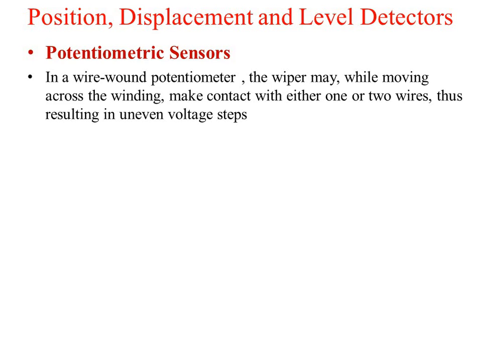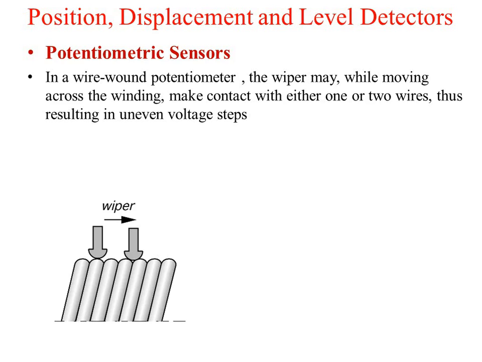In a wire wound potentiometer, when you are moving the wiper, the wiper may come in contact with one or two wires simultaneously. That means it is not moving smoothly from one wire to the next wire, so there are uneven voltage steps. For that purpose you have to take the average. Now this is the wiper moving.